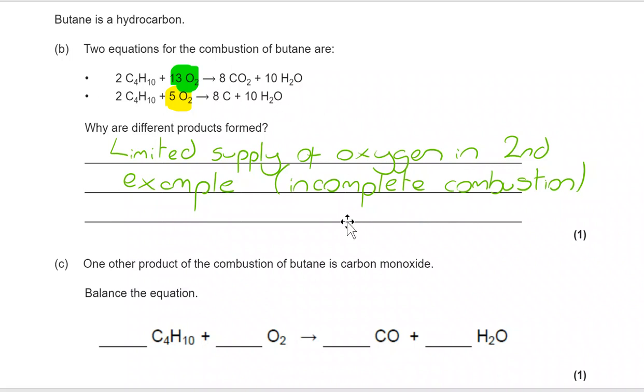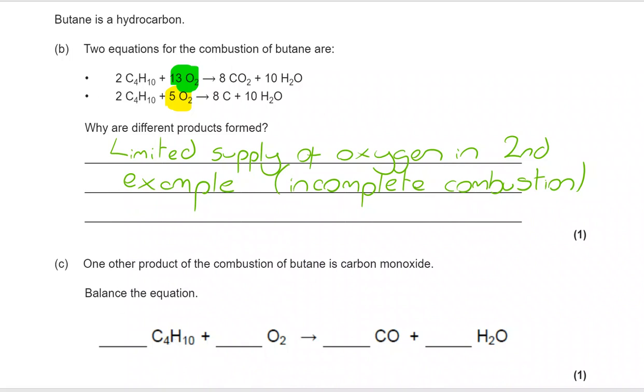We've also got the option of making carbon monoxide in incomplete combustion of butane. So let's have a look at the balancing of this. Now, whenever I balance hydrocarbons or combustion of hydrocarbons equations, I follow the rule of CHO. I balance the carbons, then the hydrogens, then the oxygens.